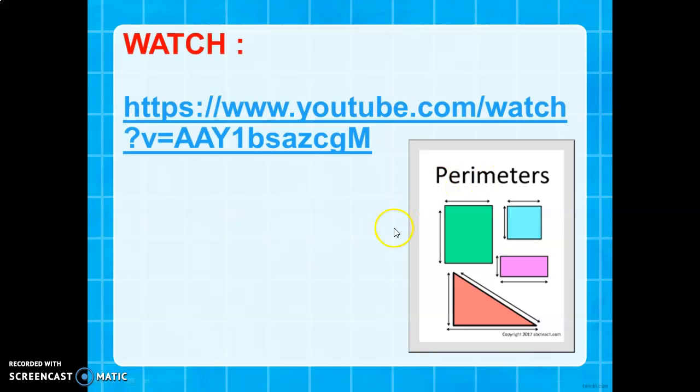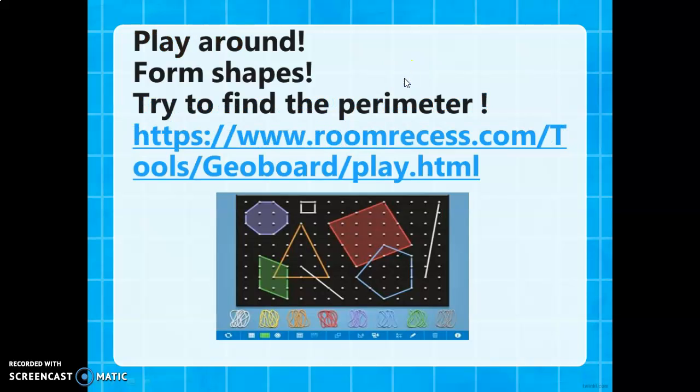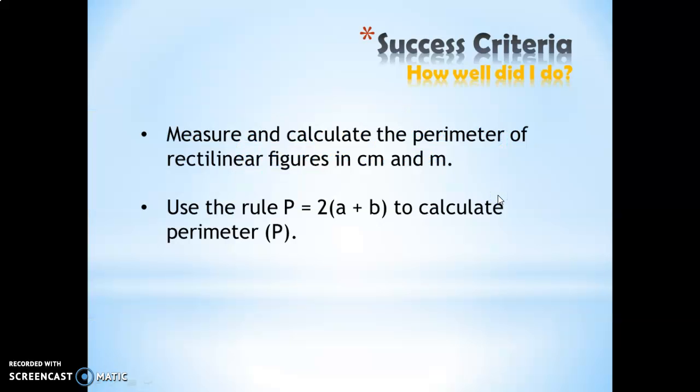Now you can watch this video and play around, form shapes, and try to find the perimeter. If you want to know you have done well, you should be able to measure and calculate the perimeter of rectilinear figures in centimeters and meters. You should also be able to use the perimeter rule of a rectangle, which is 2 multiplied by A plus B.